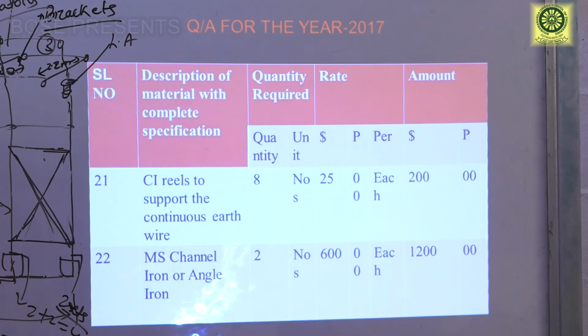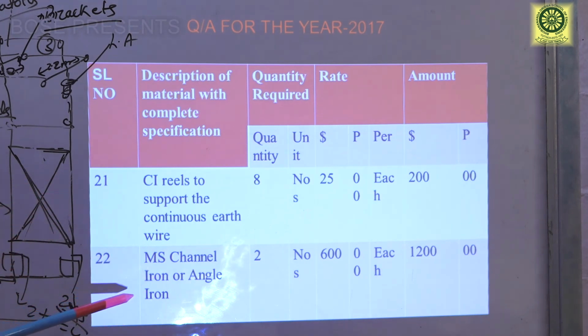Next, CI reels to support the continuous arc wire. Reels means reel insulator. Here one insulator is used to support the arc wire. This is known as CI reels. For continuous arc wire, these CI reels are required, and 8 numbers required. Each costs 25, so 8 numbers will cost 200 rupees.